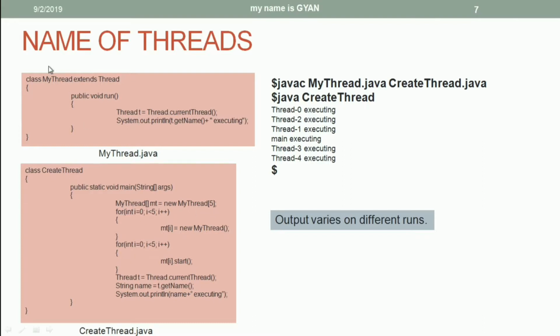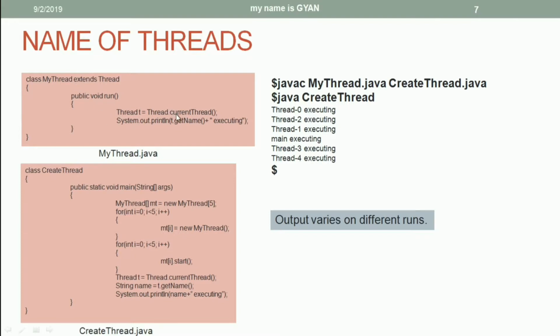Look at the class myThread here. Here we are not implementing the interface Runnable, but we are extending the class Thread. That's why in this case, we are implementing multithreading in Java by using the class Thread. Inside the class myThread, we are overriding the run method.